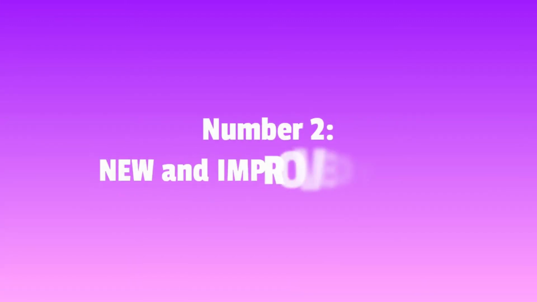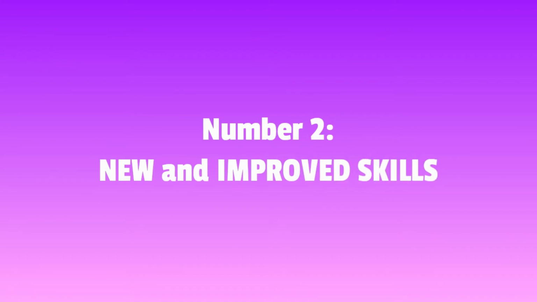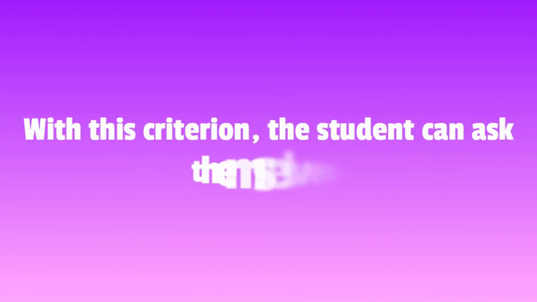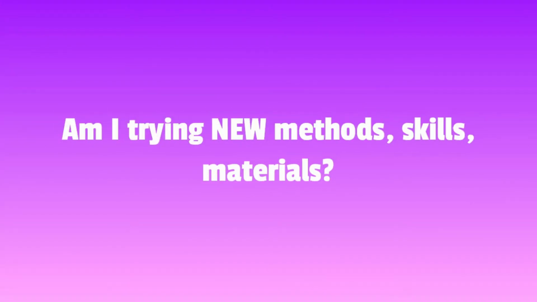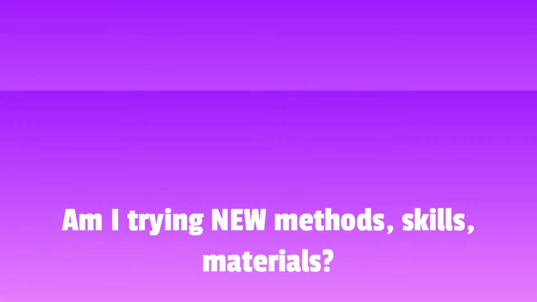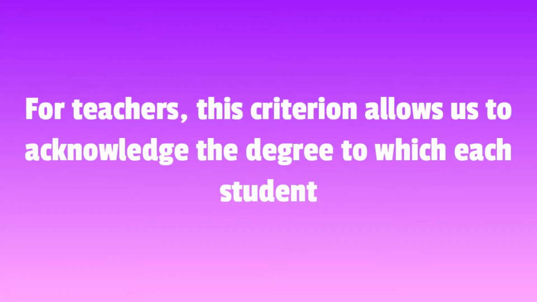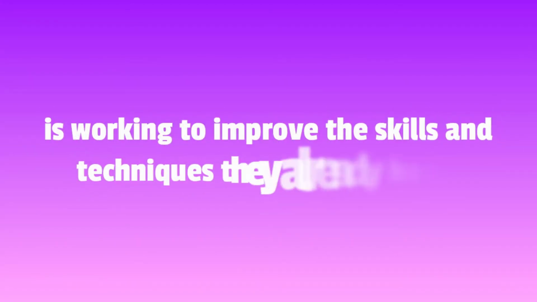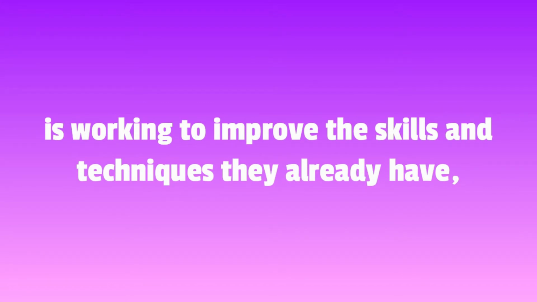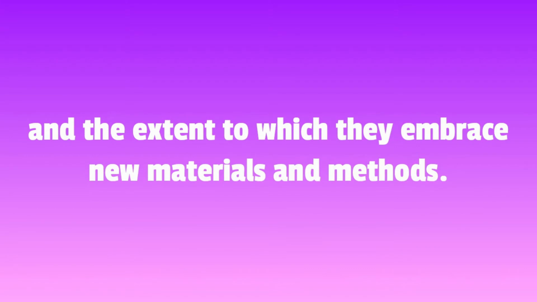Number 2, new and improved skills. With this criterion, the student can ask themselves, am I trying new methods, skills, materials? And am I consciously improving what I can already do through practice and repetition? For teachers, this criterion allows us to acknowledge the degree to which each student is working to improve the skills and techniques they already have, and the extent to which they embrace new materials and methods.